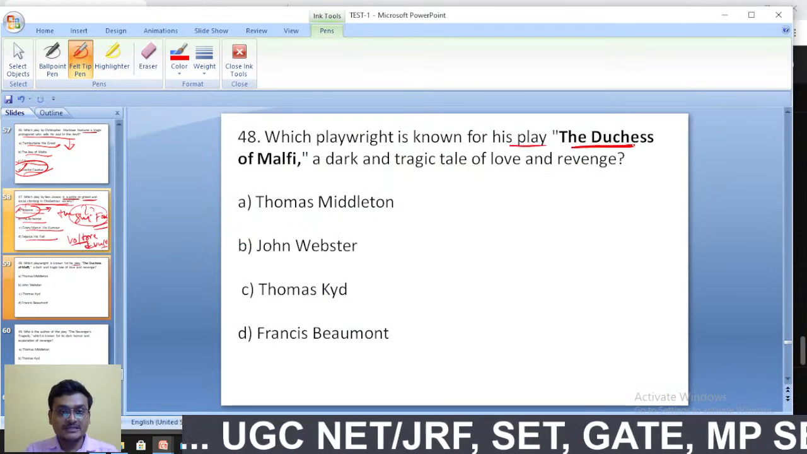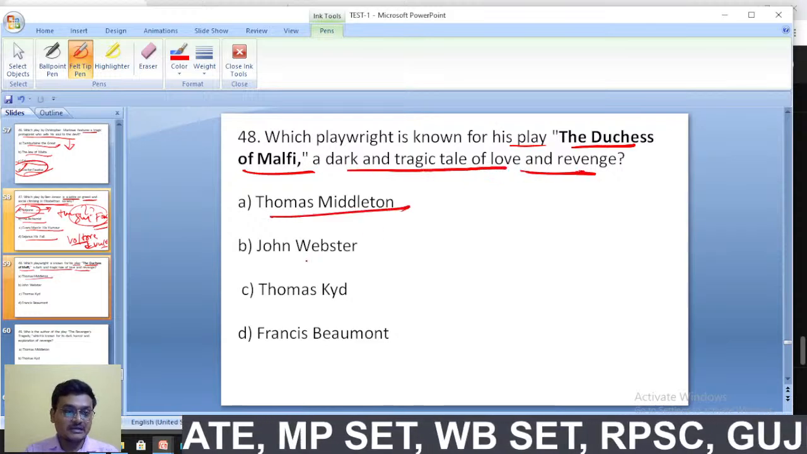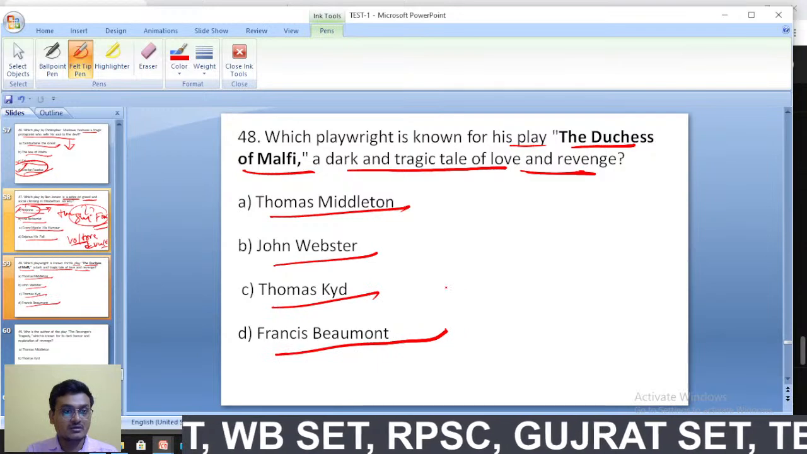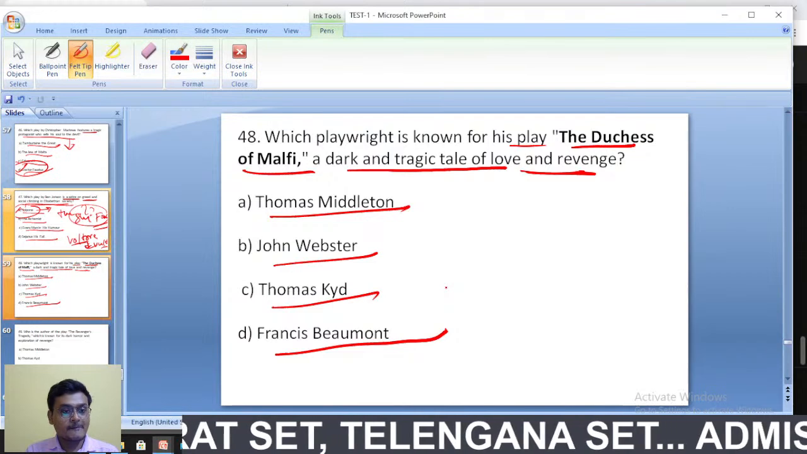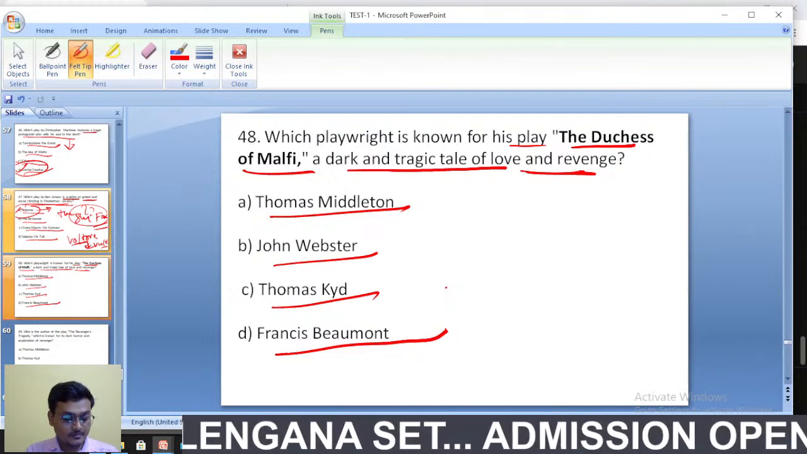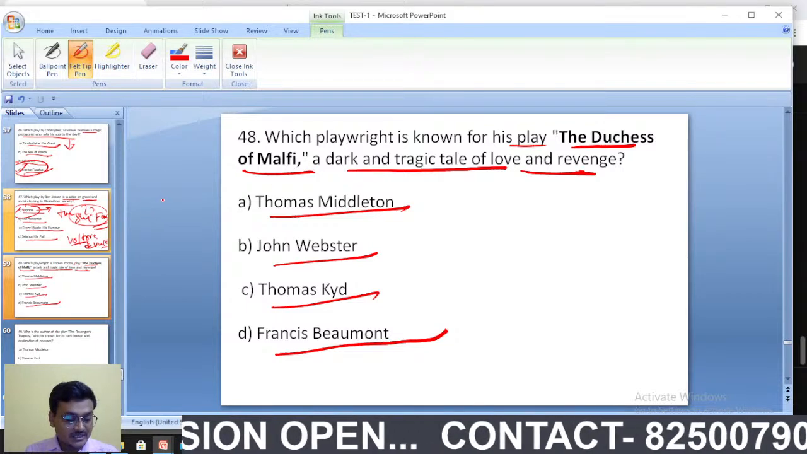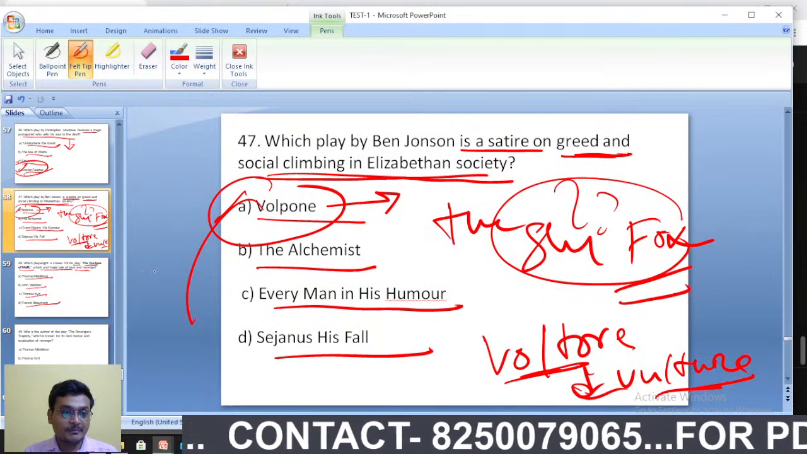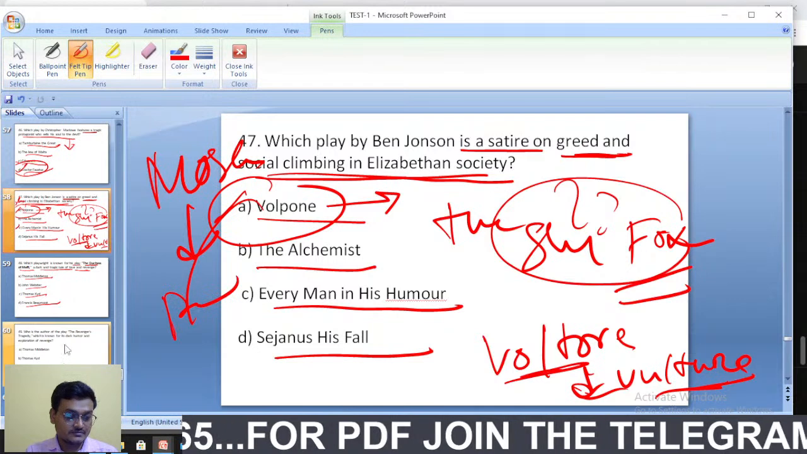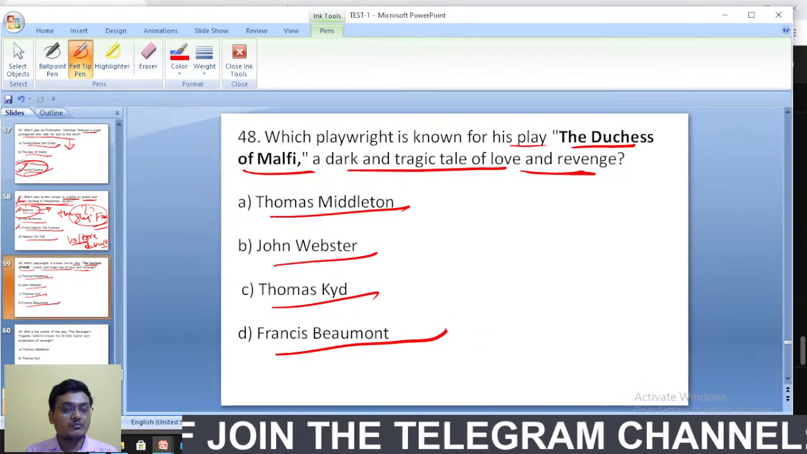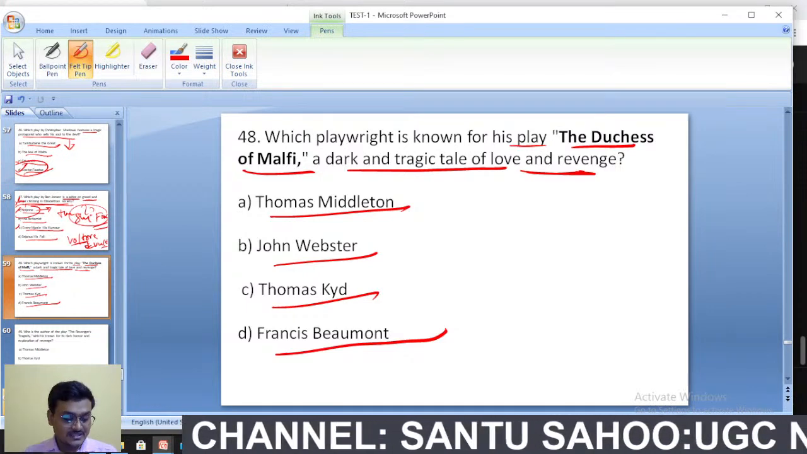Whose play is The Duchess of Malfi, a dark and tragic tale of love and revenge? Thomas Middleton, John Webster, Thomas Kyd, Francis Beaumont. Corvino, Corbaccio, Mosca. Mosca represents the parasite figure. Vulture, exactly. It is John Webster, The Duchess of Malfi.